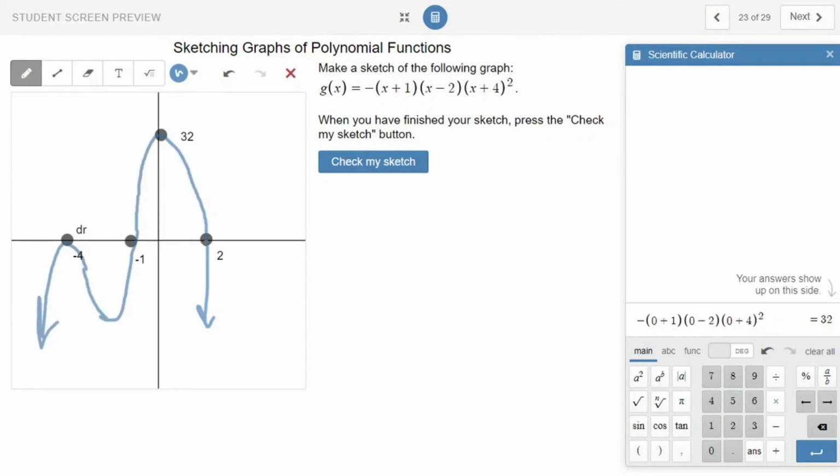Make sure anytime you touch the x-axis, you're only touching at the points that we plot there. And also, anytime you touch the y-axis, you should only touch at the points that we have plotted, the x-intercepts and the y-intercepts. All right, and you can click Check My Sketch to check your sketch.